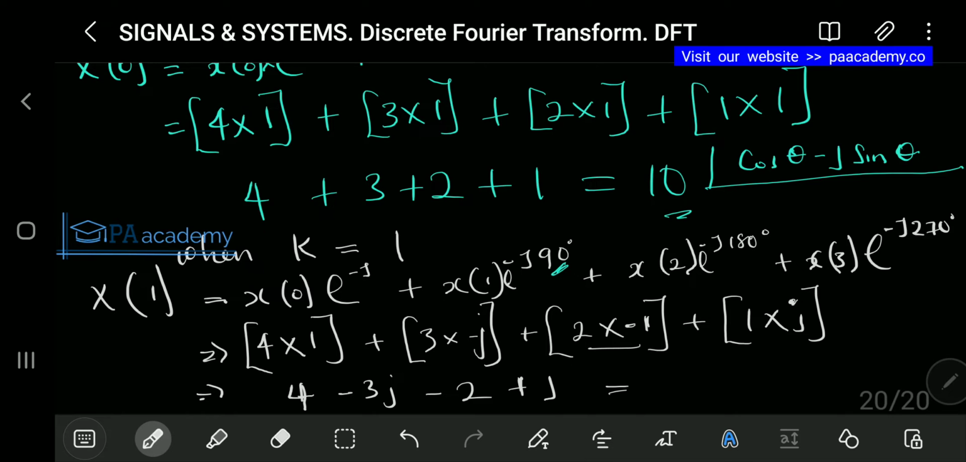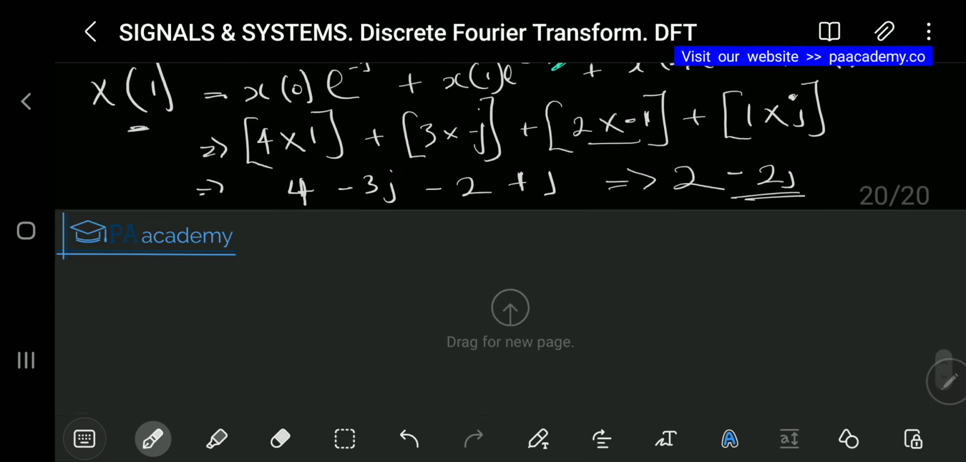So this can also be written as 4 minus 2, that will be 2. Minus 3j plus j, that will give us minus 2j. So this is the DFT value for x of 1. Exactly, the first one we got 10, we got 2 here. So now we are going to continue again.